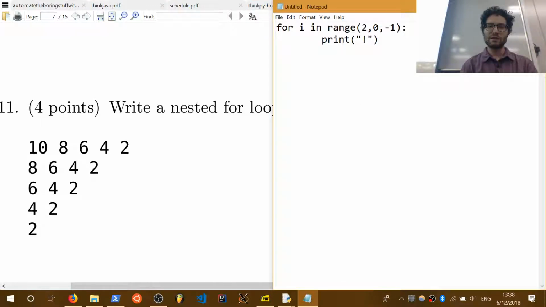The way we do these is, first off, when we're doing these kind of nested for loops that are rows and columns kind of deals, we figure out how many rows we have. So let's see, how many rows do we have? We have 5 rows. So for row in range 5. We have 5 rows, okay?